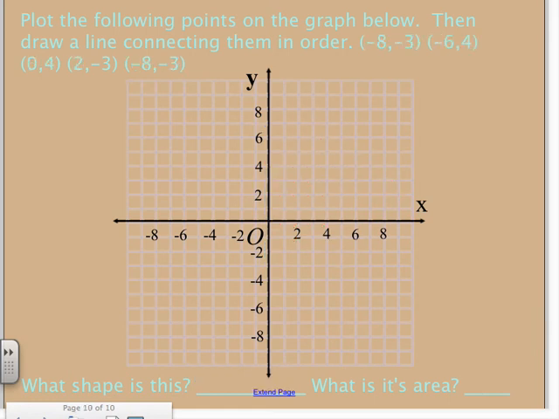All right, same thing. Go ahead and pause it, work it out, and then hit play to see if you're correct. All right, so we got -8, -3. We got -6, 4. We got 0, 4. We got 2, -3, and then back to -8, -3. So we draw our shape. And what shape is this? This is a trapezoid.